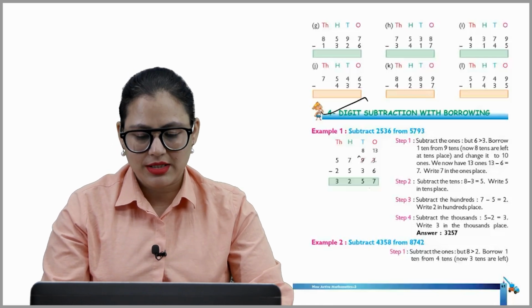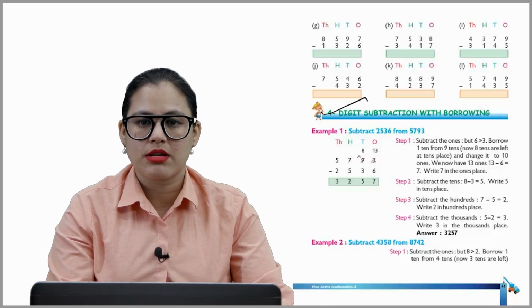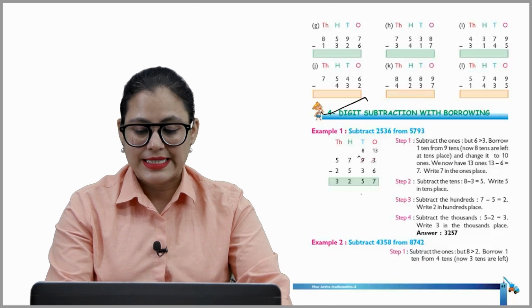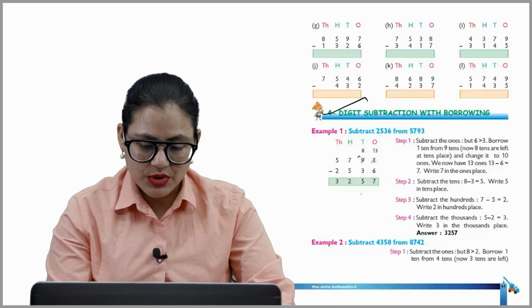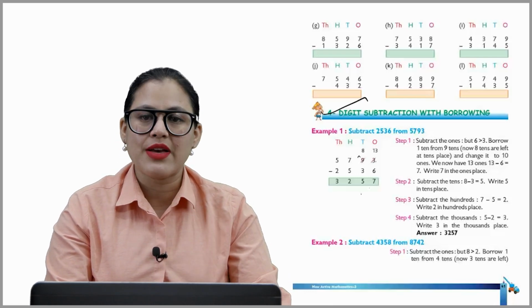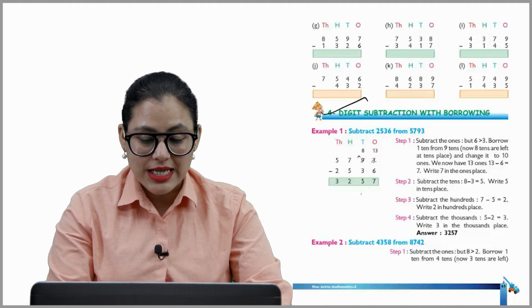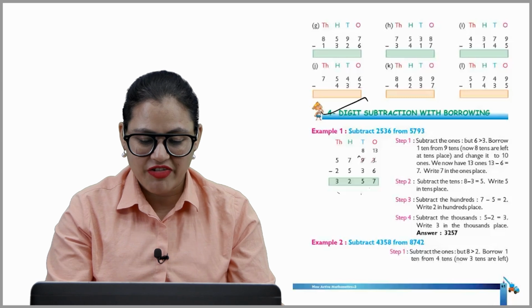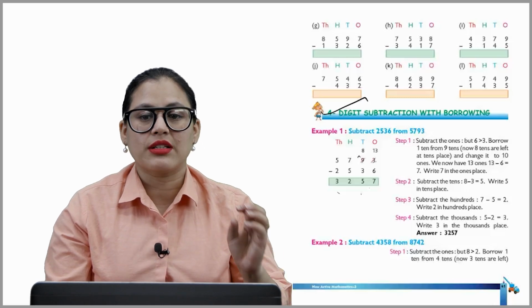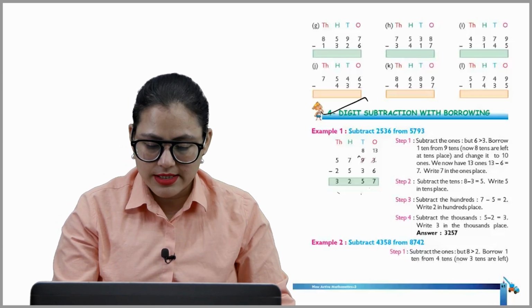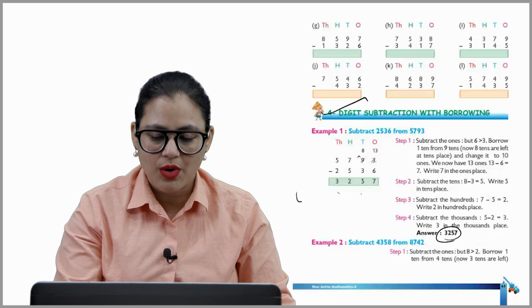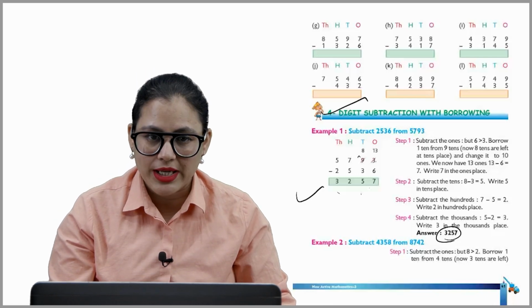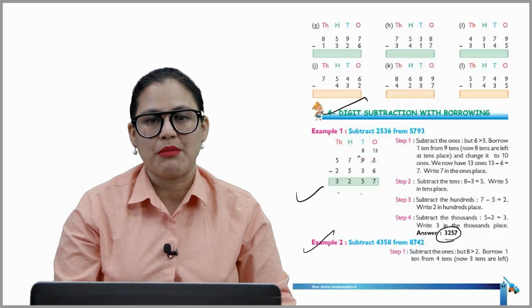Step 2, subtract the tens. That is 8 minus 3 is equal to 5, right? 5 in tens place. Step 3, subtract the hundreds. That is 7 minus 5 is equal to 2. So, write 2 in hundreds place. And step 4, subtract the thousands. That is 5 minus 2 is equal to 3. So, write 3 in the thousands place. And the answer is this, 3,257. Okay. Similarly, we will do this example also.